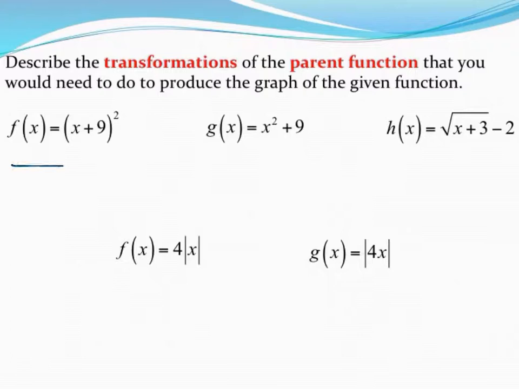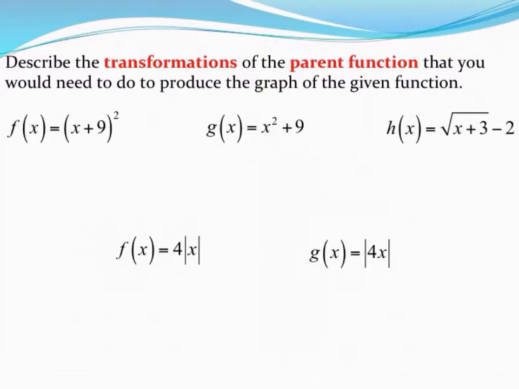So take a look at everything in the top row. Everything in the top row deals with numbers being added or subtracted to our parent functions. Those will have the effect of translating or sliding our graphs. And specifically what we're looking for is whether or not that number is being added or subtracted inside the parentheses or the absolute value bars or underneath the radical, or whether it's being added or subtracted outside of those things.